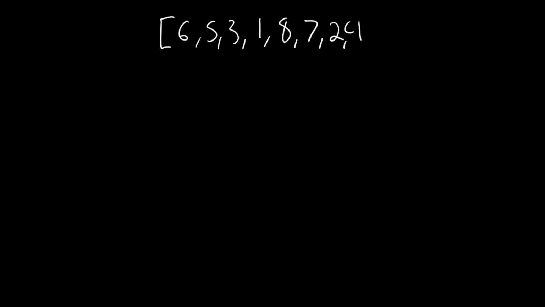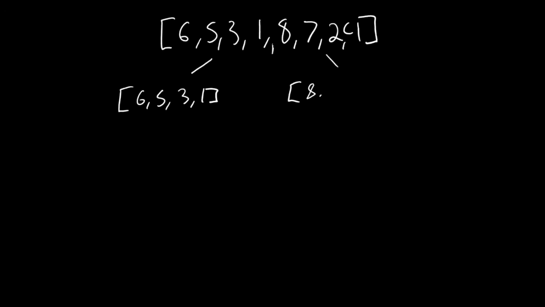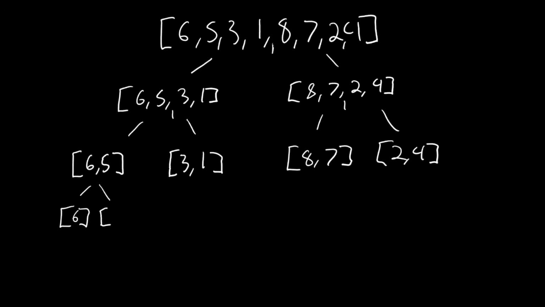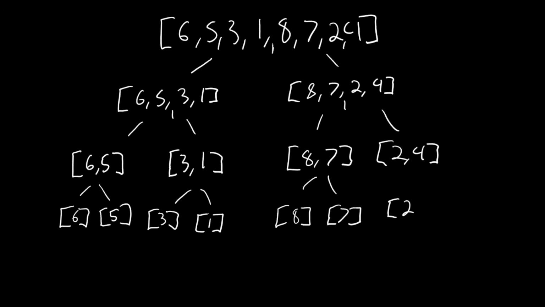Take a look at this array of 8 elements. We'll divide it in half between the 1 and the 8. Next, we take the two smaller arrays and apply the same method of splitting them in half to create even smaller arrays. And we will keep doing this until the subarrays have only one element each. This is the divide step in the merge sort.